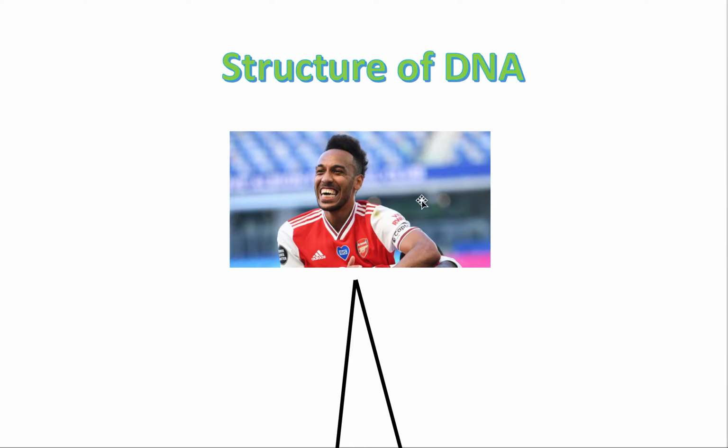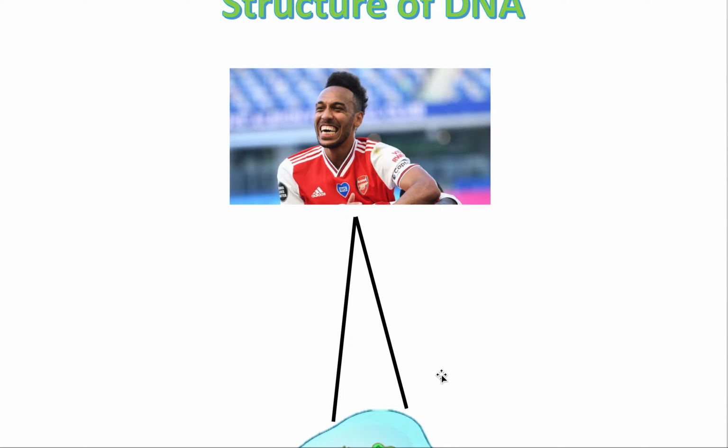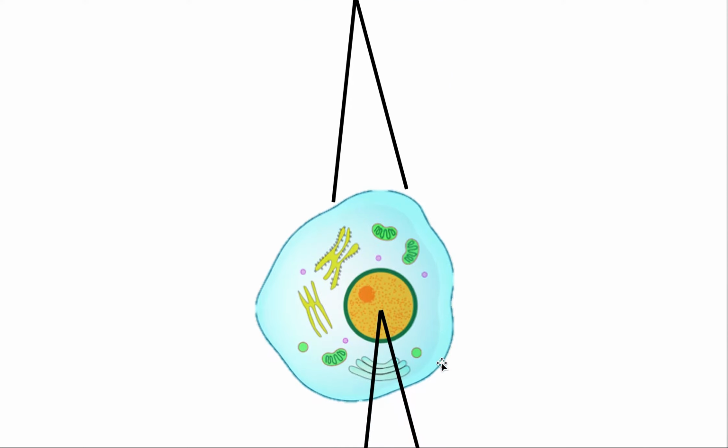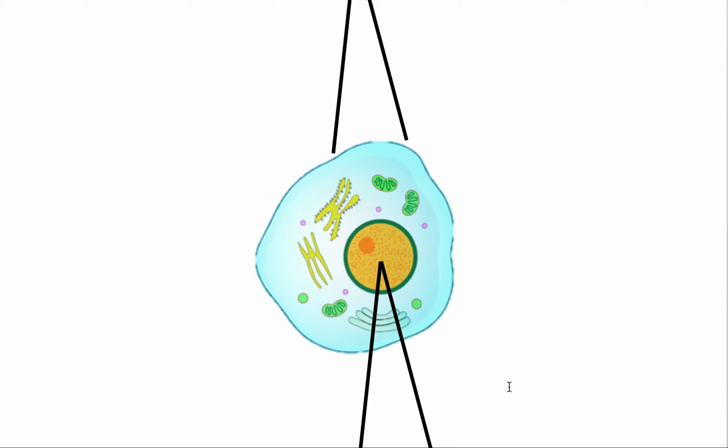So let's first start off with an individual. In this case, this is a football player of Arsenal, okay? You can imagine this as anybody. And we know individuals are made up of the smallest unit that you can't see with the naked eye. You need a microscope. And that smallest unit is a cell, okay? So if you were to have a microscope and look at this person, you would see a whole bunch of these, a whole bunch of cells.